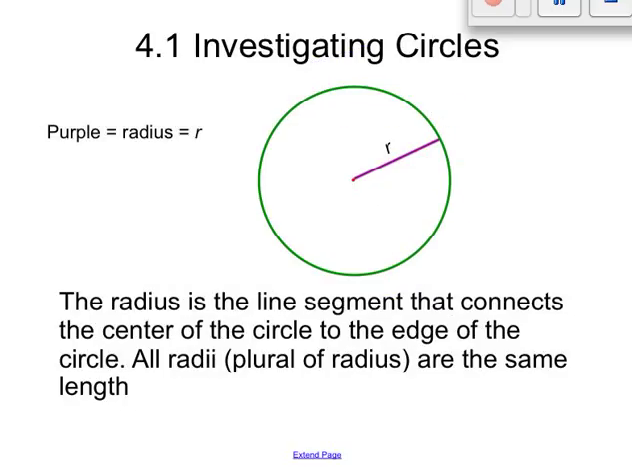The second part of the circle that we're going to look at is the radius, or the purple line here. And the radius is the line segment that connects the center of the circle to the edge of the circle. All radii, which is the plural of radius, it's not radiuses, radii, all radii are the same length. So if I take the radius that I've got here, the purple line, and I bring it out, I can swing that around, and as long as I start at the center point, I'll always end up the same distance away, regardless of where I put it, regardless of how I spin it. It'll always connect those two lines together.